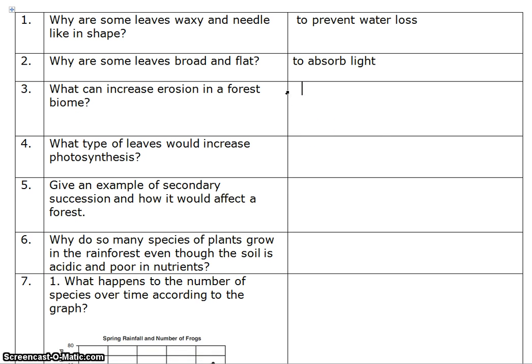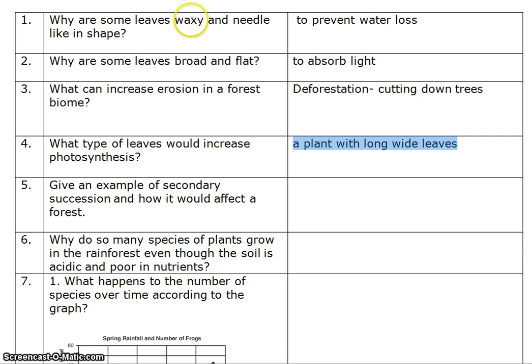Number 3, what can increase erosion in a forest biome? Everybody should know this. Deforestation, or the cutting down of trees. Number 4, what type of leaves would increase photosynthesis? By that I mean what shape or description of leaves would increase photosynthesis. It would be a plant with long, wide, broad, flat leaves, a lot of surface area. Or you can just write long, wide leaves.